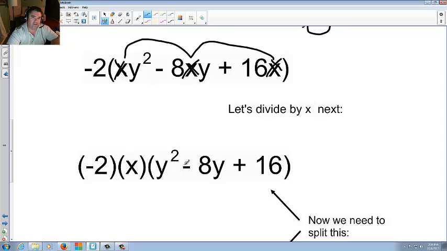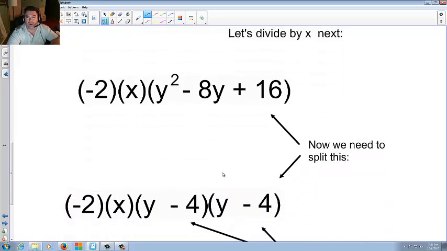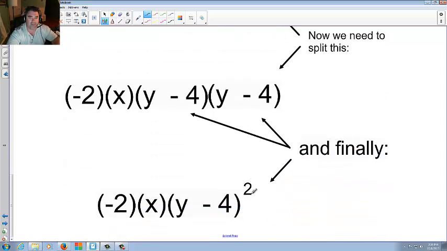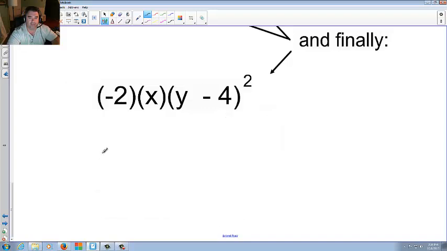Upon looking at it, you have y squared minus 8y plus 16. I can pull these two apart to make y minus 4 and y minus 4. So I can split those apart. Then, because they're the same thing, I can just make that into a square. And that is my final answer. However, when you write this, you can put this, which is fine, or you can put negative 2x and then just put y minus 4 squared.